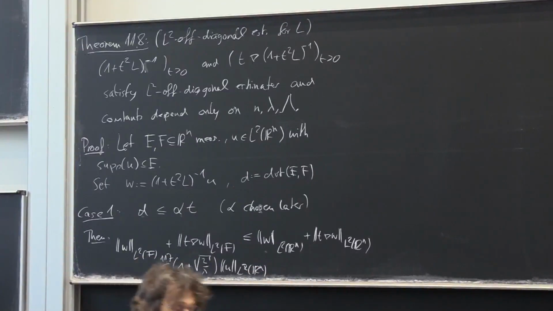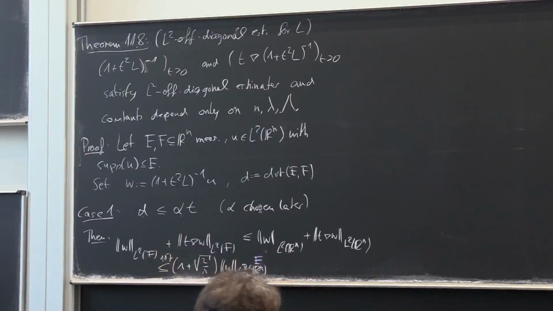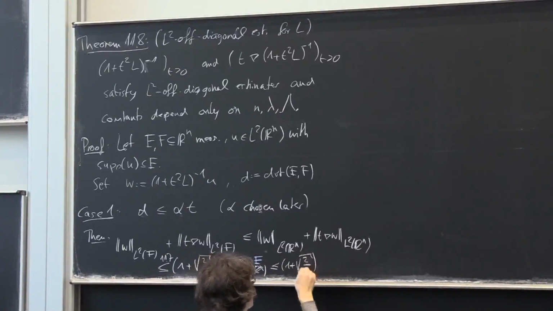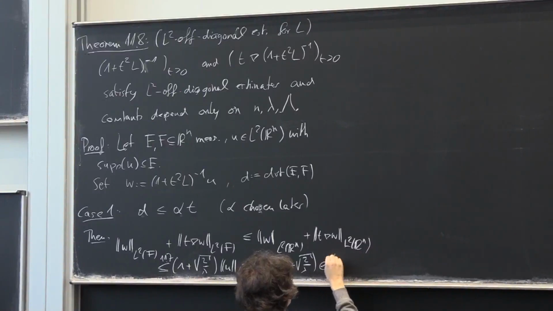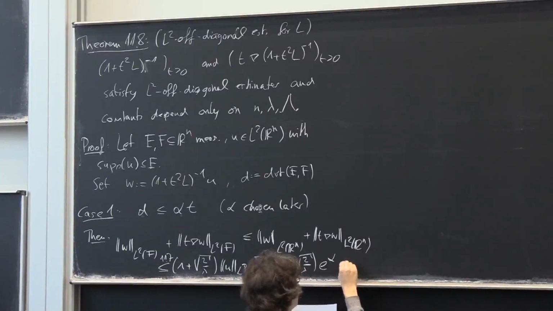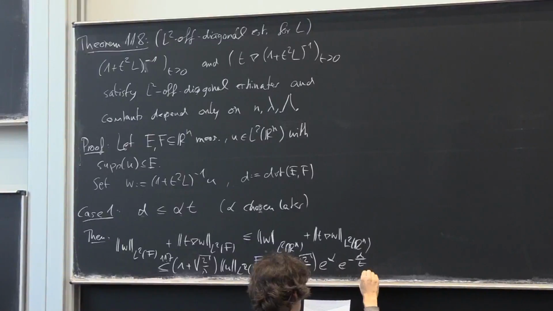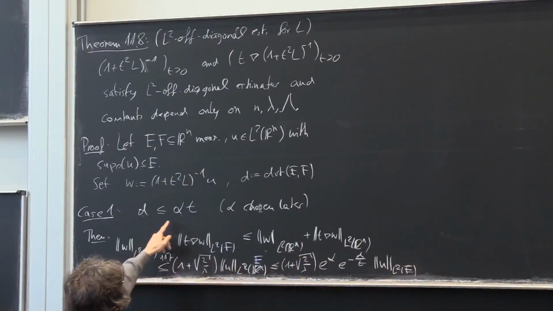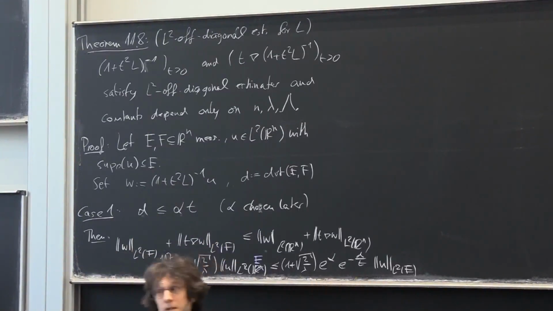of U on Rn. Again, U is only supported in E, so you can replace this by E. And then you can again smuggle in the exponential decay. So this is less or equal to e to the alpha, times e to the minus d over t, times the L2 norm of U on E, because alpha minus d over t is less than alpha. So this is less than 1.